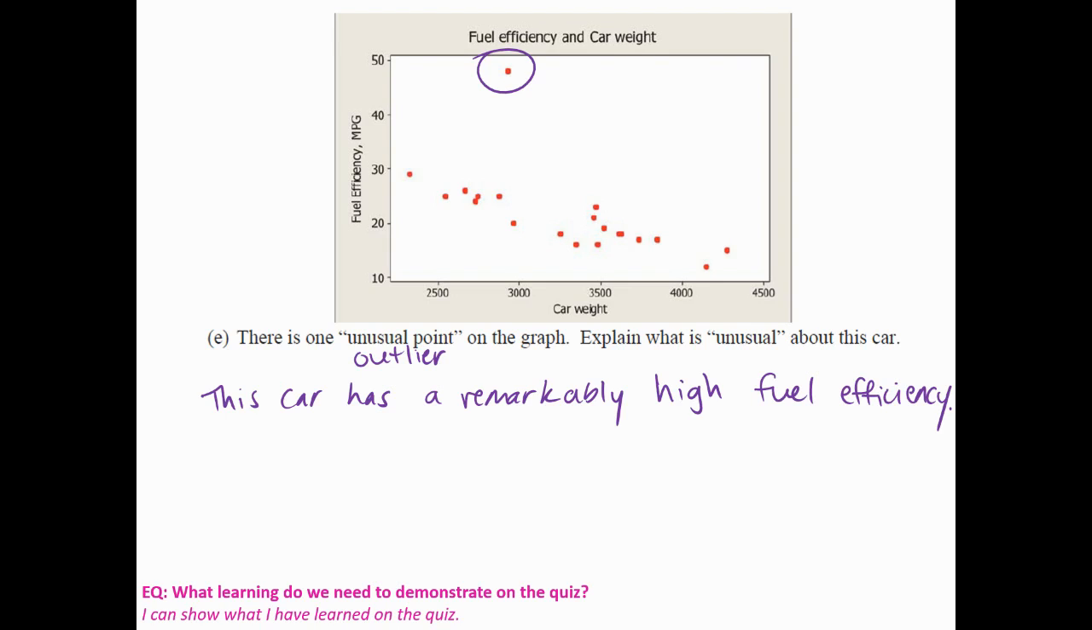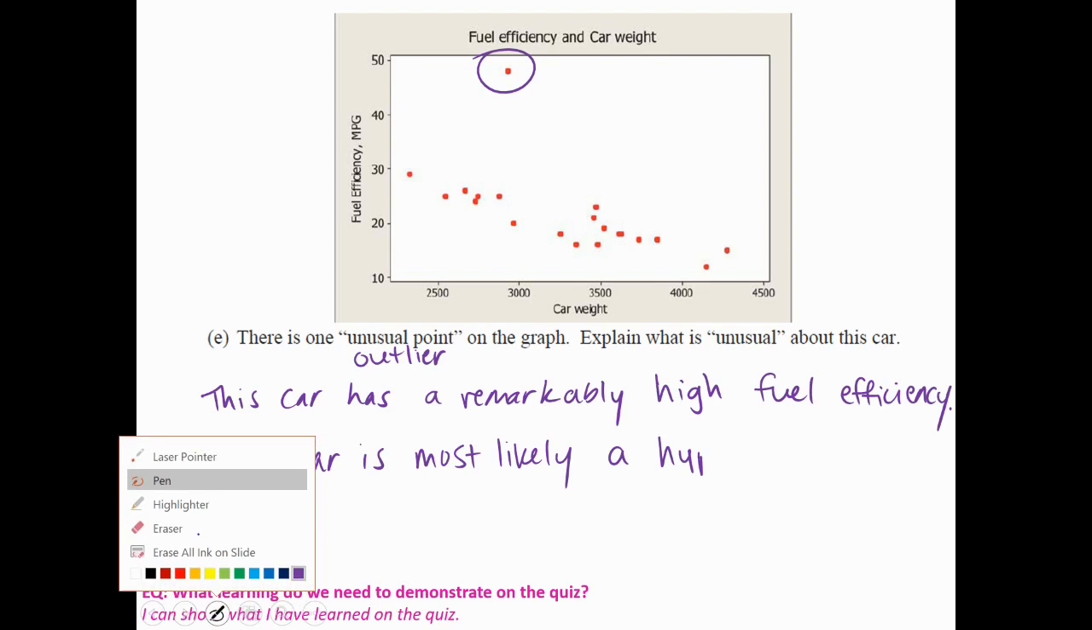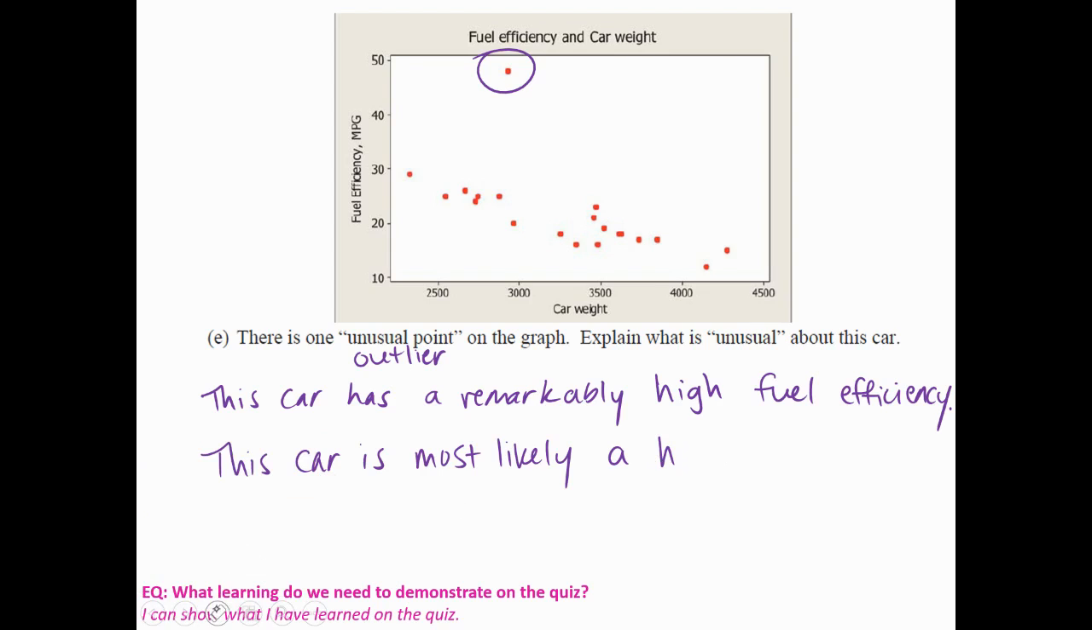But in terms of explaining it, my guess, superimposing thoughts into how do we get a car with that high fuel efficiency, I would say a comment: this car is most likely a hybrid. Either it's a hybrid, probably a hybrid, meaning gas electric. There you go. All right, last one.